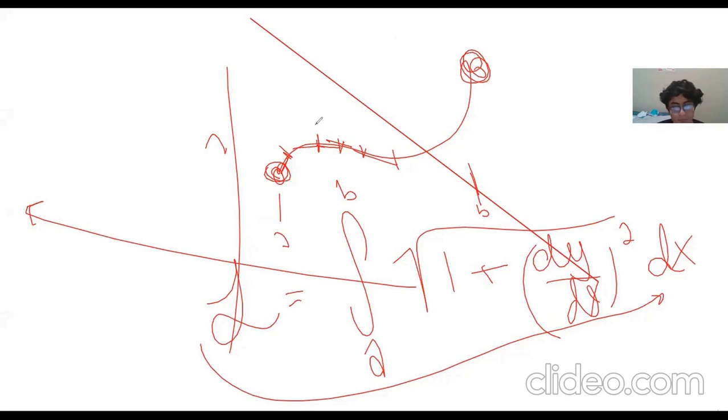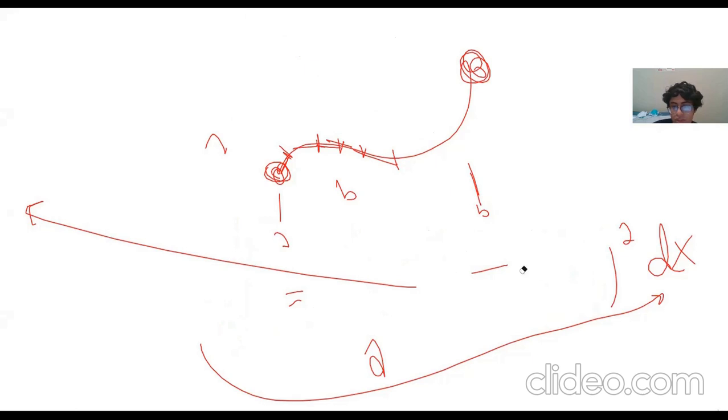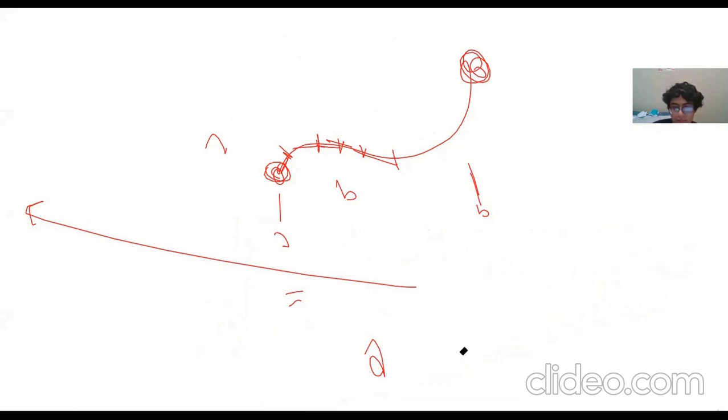Okay, so how do we find this? The next application, of course, is the surface area of revolution. Let's take the same function that we just drew. Now let's consider what would happen if we rotated it around the x-axis.